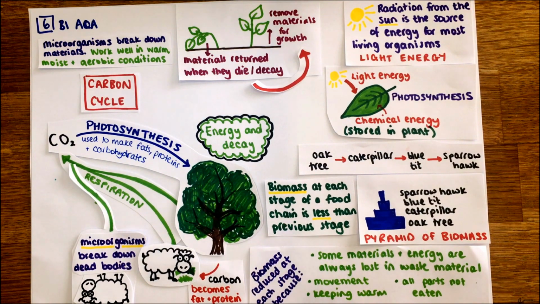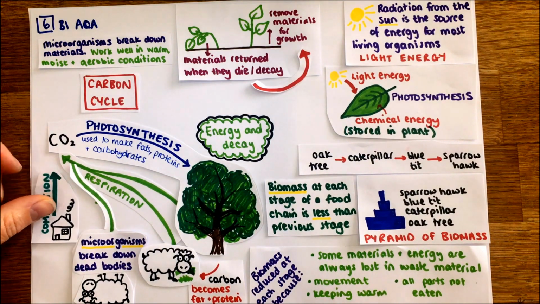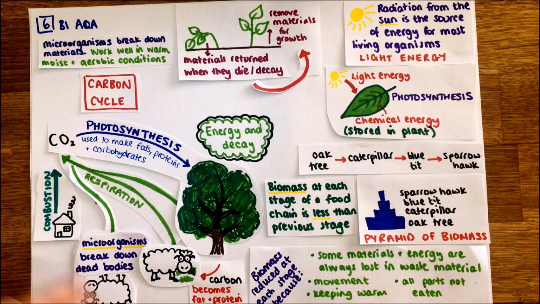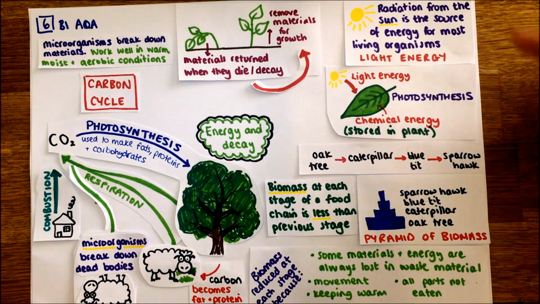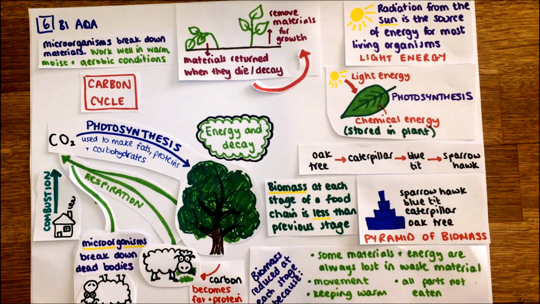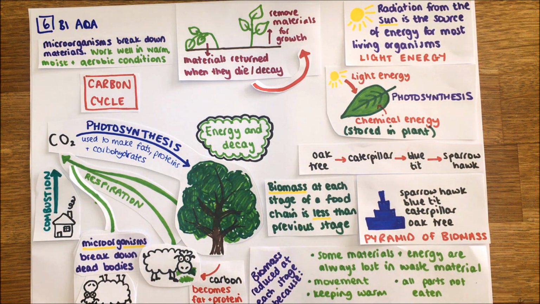And finally, the last little bit we want to put in here is combustion. Combustion is going to increase the amount of carbon dioxide in the atmosphere. So burning wood and fossil fuels will release carbon dioxide back into our atmosphere. So that is the carbon cycle. That's the end of chapter 6. So we've looked at food chains, pyramids of biomass, how energy is lost in a food chain, and then a cycle, the carbon cycle.